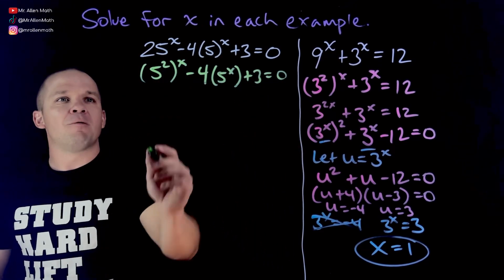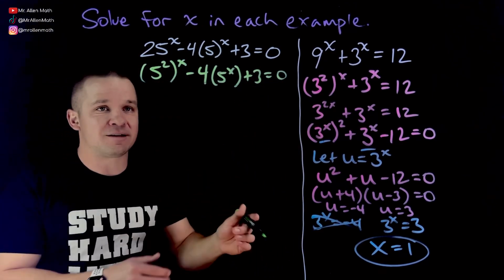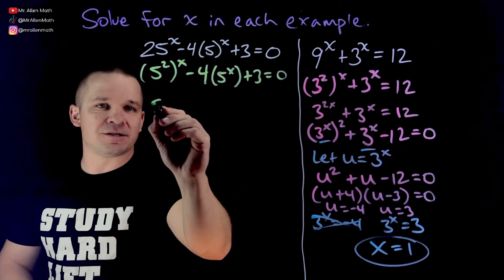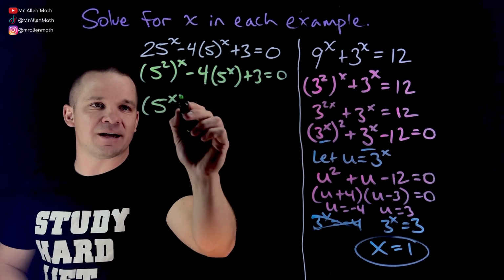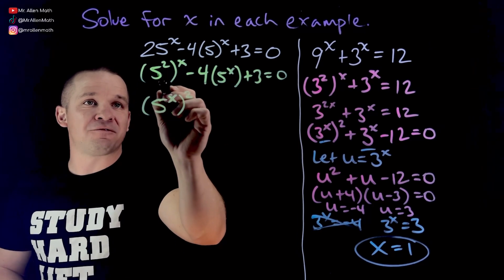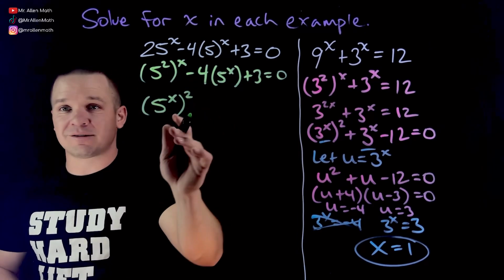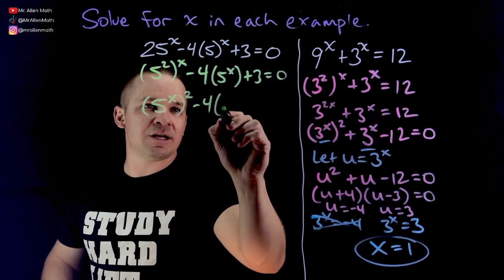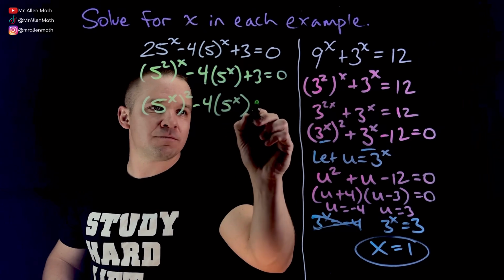Now this one, remember that's the same as 5 to the 2x, which is then, I could actually just flip-flop where these two are, right? So this is 5. I could rewrite this as 5 to the x squared, because either way I'm going to get 5 to the 2x. Either one's totally fine, okay? Minus 4 to the 5x plus 3.